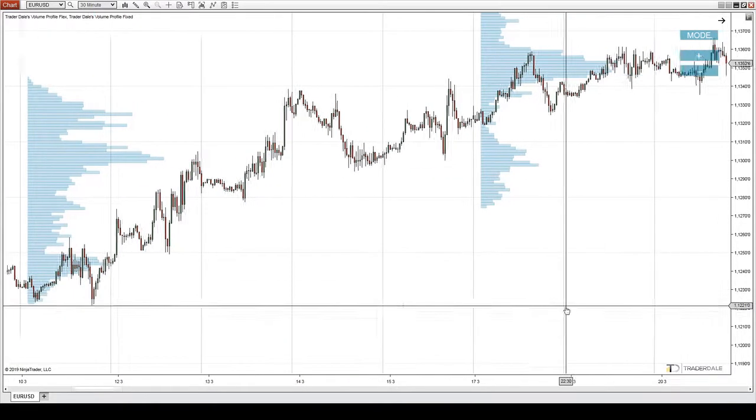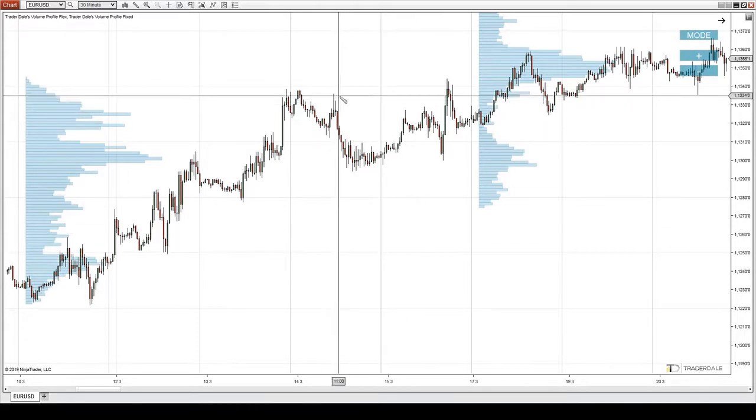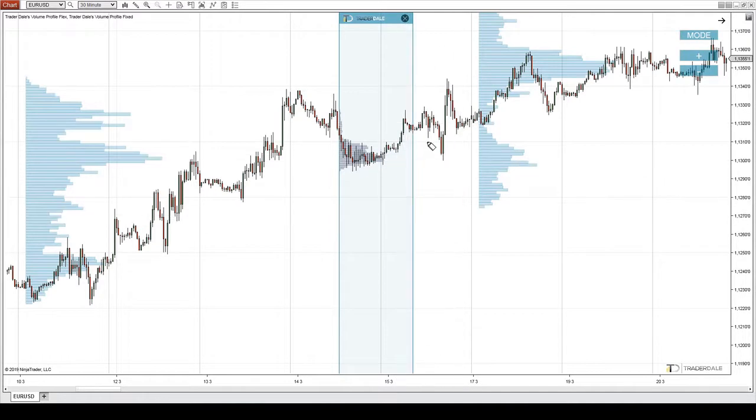Now, another place where the weekly point of control would be extremely helpful in deciding whether to take a trade or not would be in here. As you can see, this is basically a volume accumulation setup. It's heavy volumes from which strong buying activity starts.